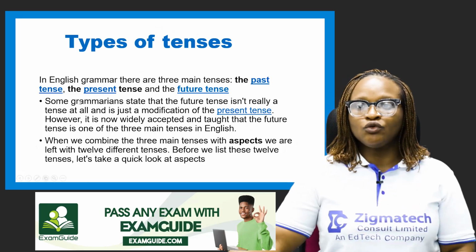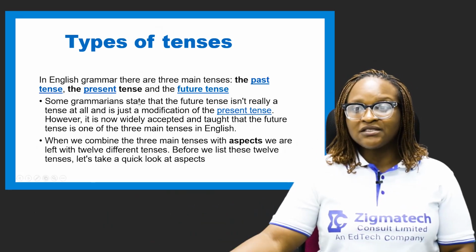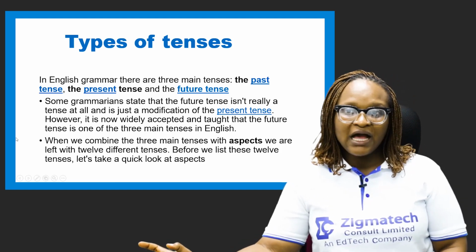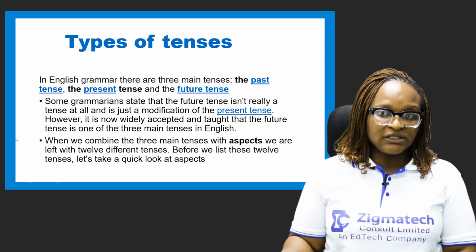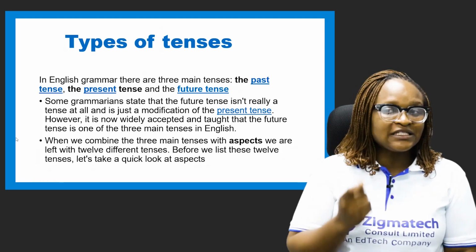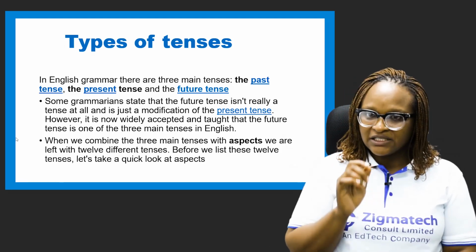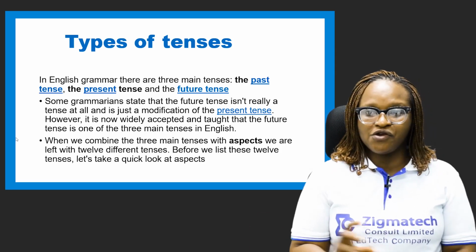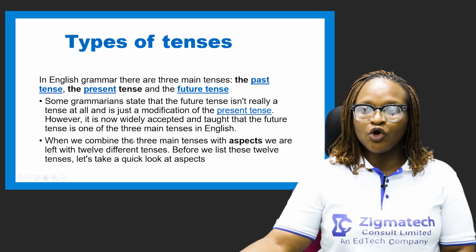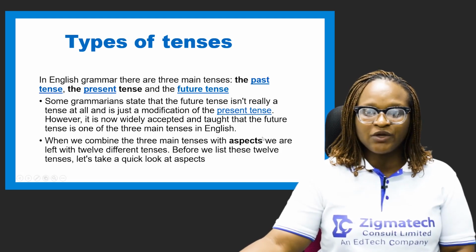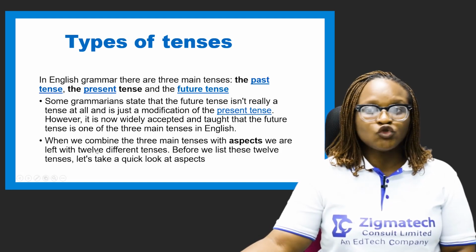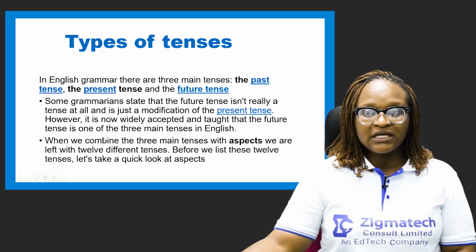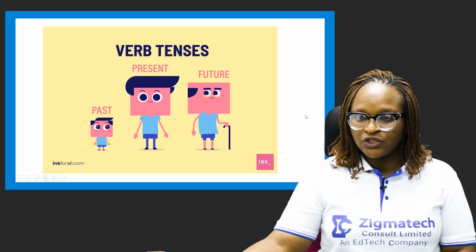All right? So now, some grammarians state that the future tense isn't really a tense at all, and it's just a modification of the present tense. However, it is widely accepted and taught that the future tense is one of the three main tenses. So when we combine three main tenses with aspects, we have about 12 different tenses if we are combining tenses with aspects. So let's go into the work.